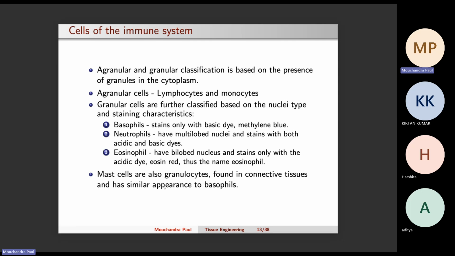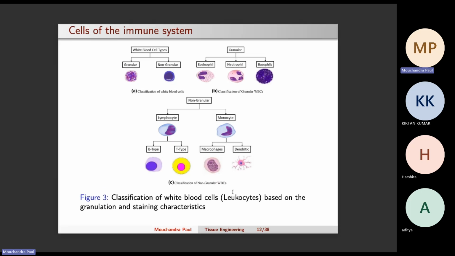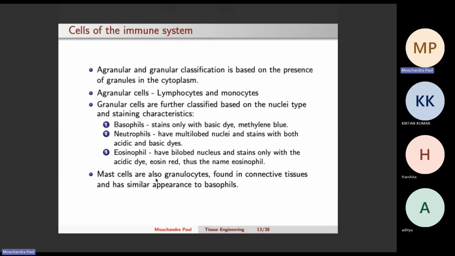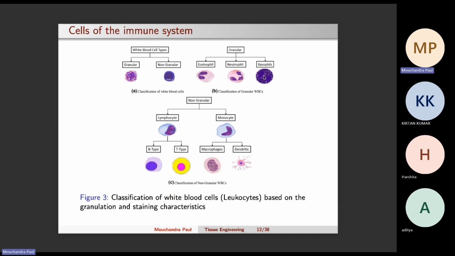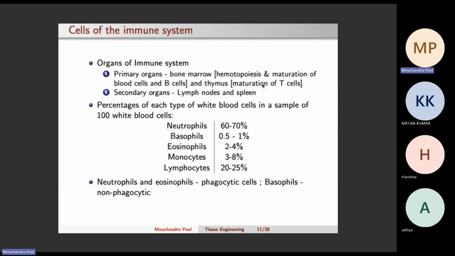Then mast cells are also granulocytes. In this figure it is not there, but just for your information, mast cells, which are part of the innate immunity, are also granulocytes, and they are generally found in connective tissues like the dermis layer of the skin, and all the connective tissues like bone, muscle, tendon, etc. Their appearance is quite similar to basophils. So this is what the neutrophil and mast cells look like.